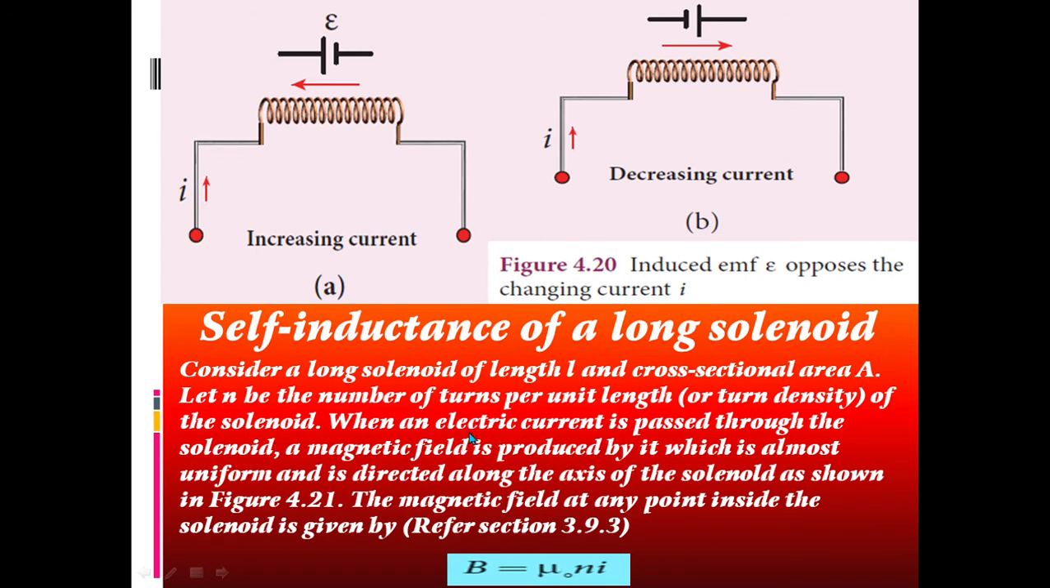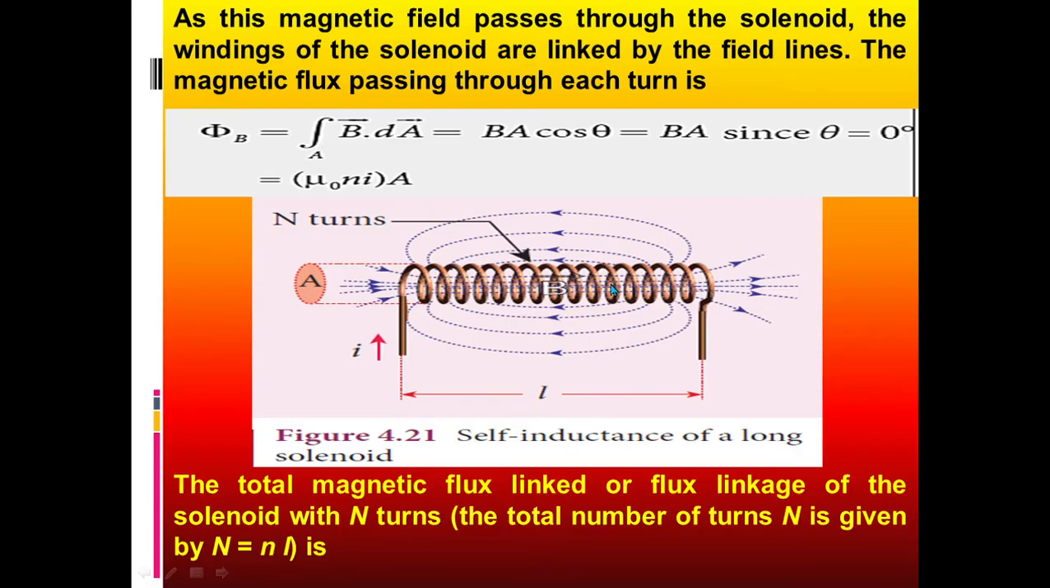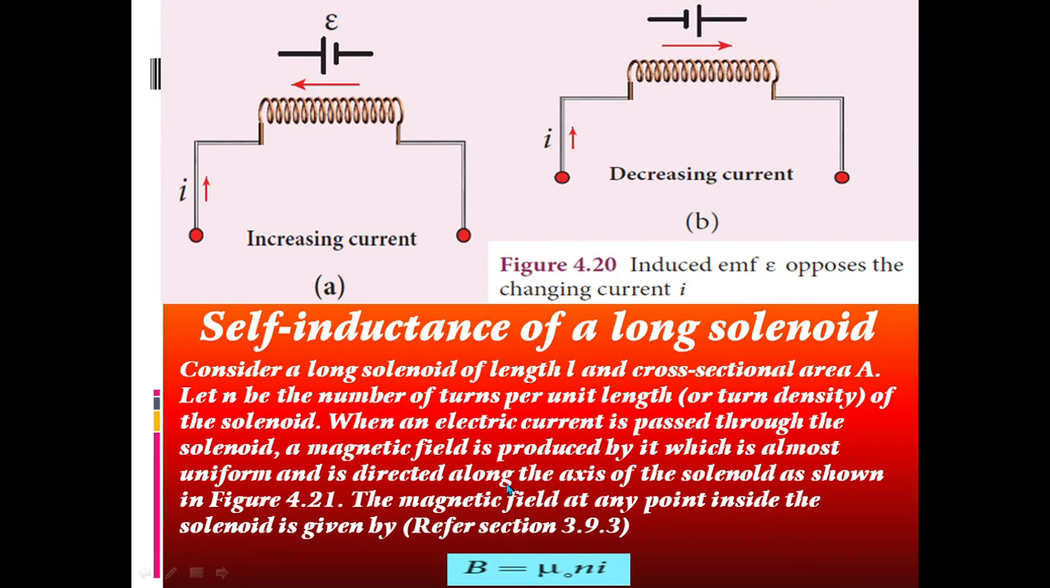When an electric current is passed through the solenoid, a magnetic field is produced by it which is almost uniform and is directed along the axis of the solenoid, as shown in the figure. This is the figure. When the current is applied to the long solenoid, it produces the magnetic field acting along the turns of the solenoid. The magnetic field at any point inside the solenoid is given by B equal to mu naught n i. This is a basic fundamental formula.